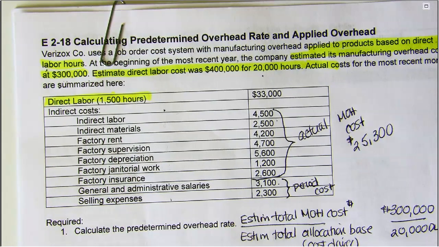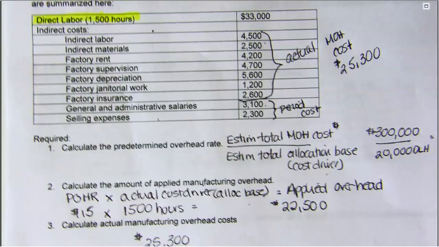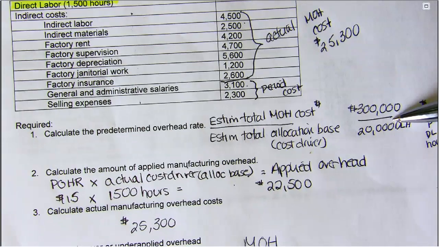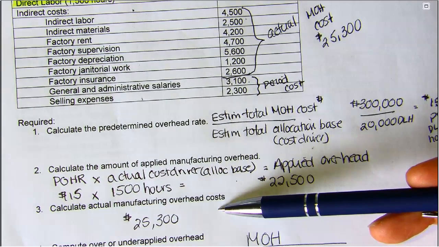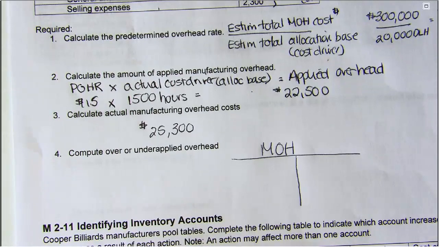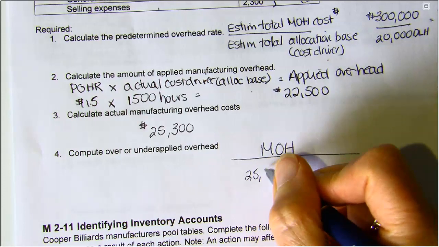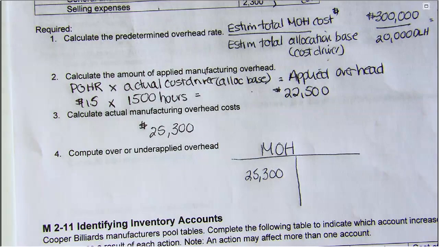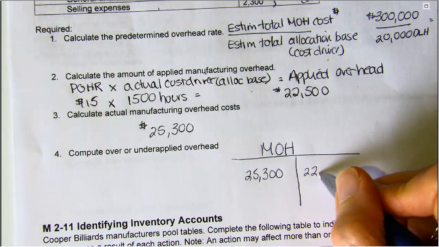Since we didn't finish E2-18, let's finish it now, because now we know enough to be able to complete this problem. This was the problem where we had to calculate the predetermined overhead rate, apply the overhead, and then calculate the actual manufacturing overhead costs. Remember we said that actual manufacturing overhead gets debited to the manufacturing overhead account, and applied overhead gets credited to that account.